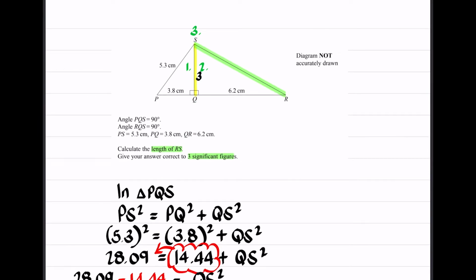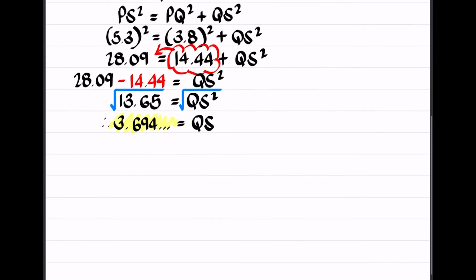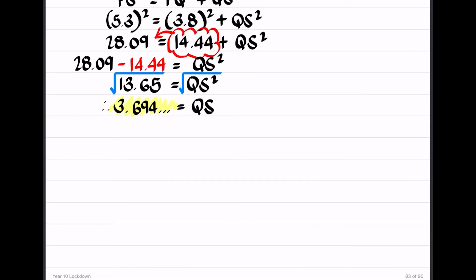So QS is 3.694, etc. Now, do you agree that you can imagine that this triangle is now no longer here, and then we're just going to work with triangle SQR, because I've just calculated that length. I have this length, which means I'll therefore be able to calculate the hypotenuse. So I'm just going to state in which triangle I'm working. So in triangle QSR, I am looking for RS.